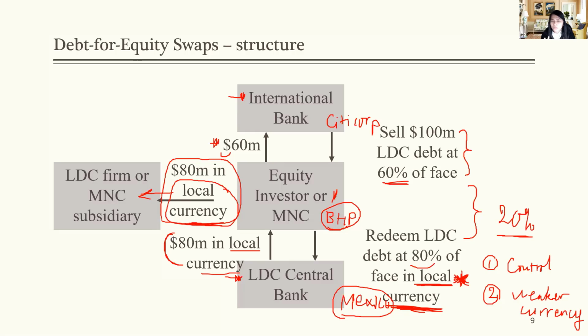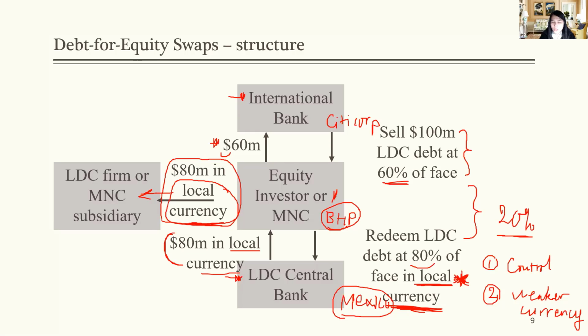So throughout this structure, all of the parties involved should benefit. So the international bank, in this case, gets to recoup 60% of their loan. The local bank, the central bank of the debtor country, gets to pay back the debt at a lower rate, so at 80%, and they get to pay in their local currency as well. For the middleman, being the multinational company, they get to earn the spread as well as they've got the local currency for their future investment, okay?